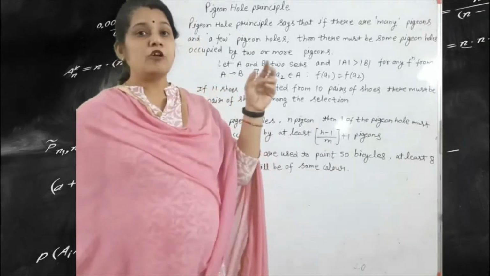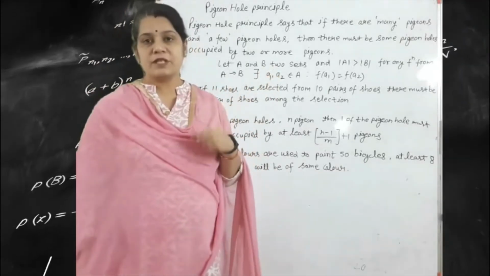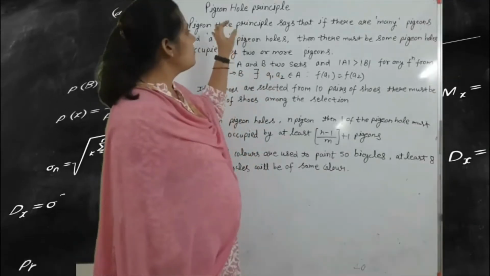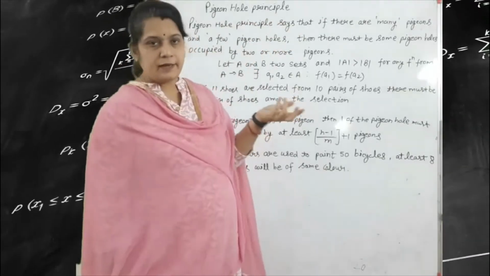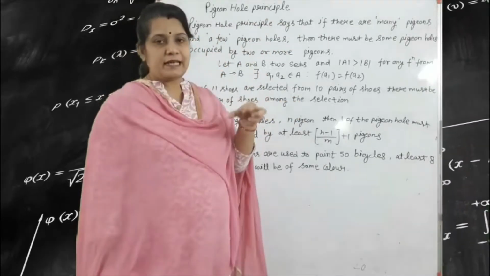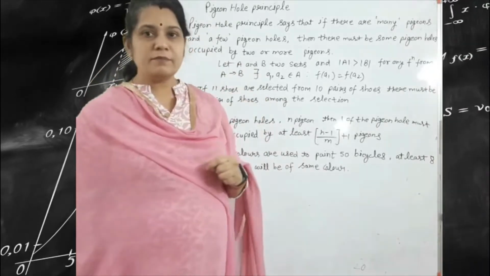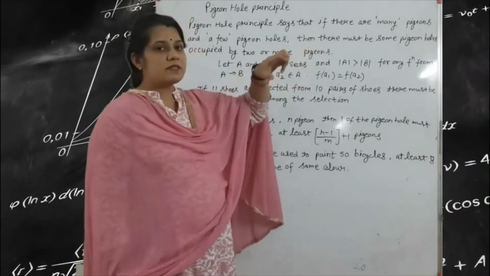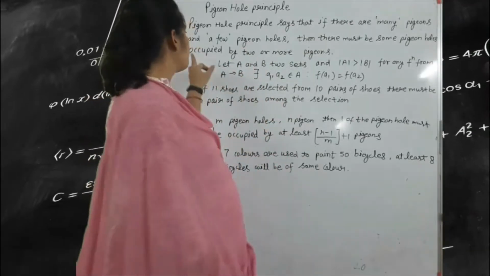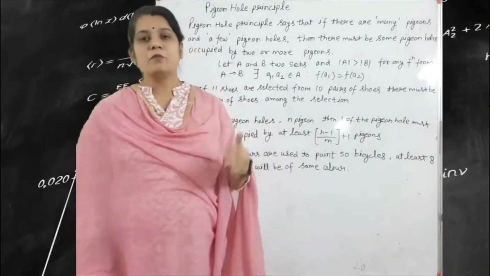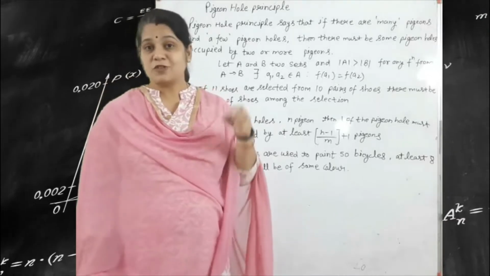So what is the definition of the pigeonhole principle? That means we have many pigeons and a few pigeonholes, that is, the number of pigeons is greater than the number of pigeonholes. Then there must be some pigeonholes occupied by two or more pigeons, because the pigeonholes are fewer.